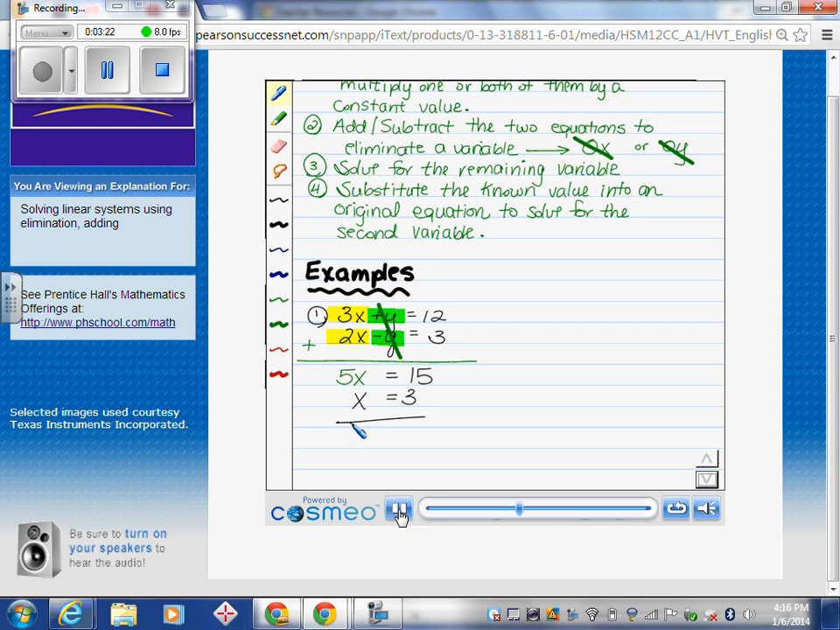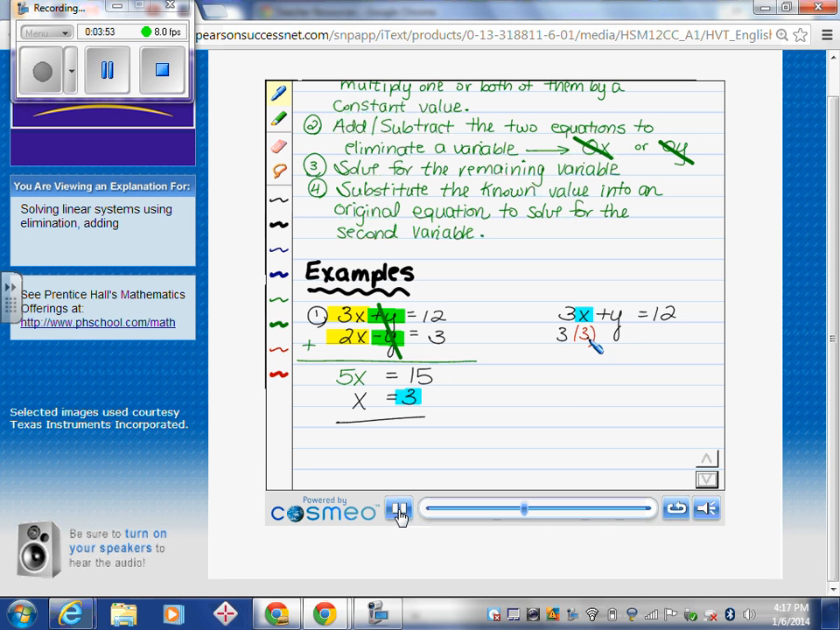Now we know what one of our variables is. We can go ahead and substitute that into one of our original equations. I'm going to go ahead and write the first equation, 3x plus y equals 12. It doesn't matter which equation you choose to use. I'll just pick the first one simply because it's first. Now we know that x is 3 here, so I'm going to go ahead and substitute in that value of 3 for x.